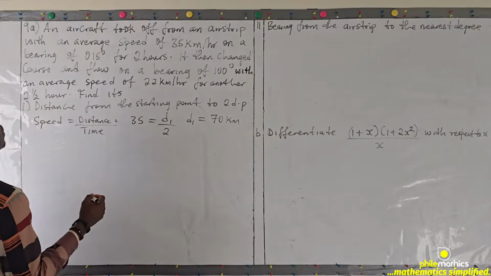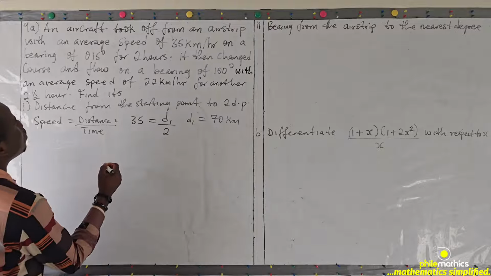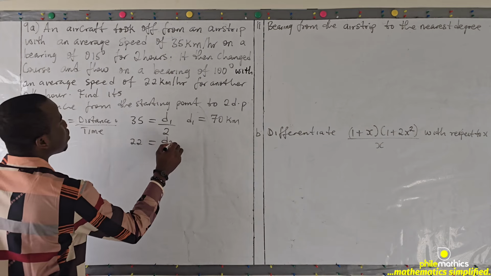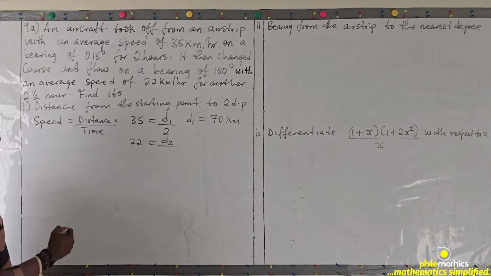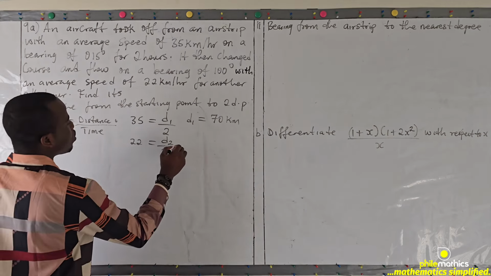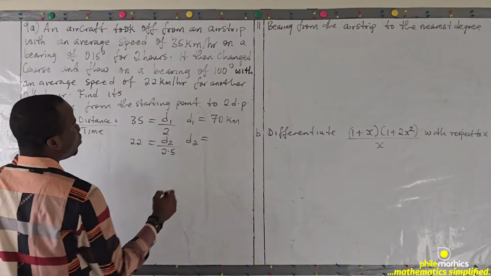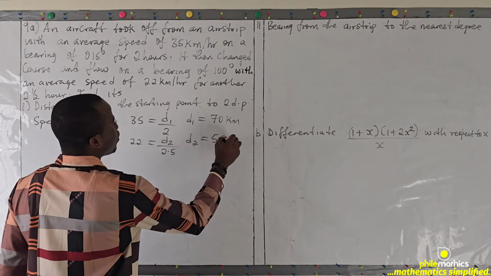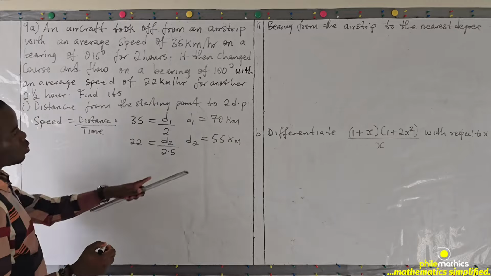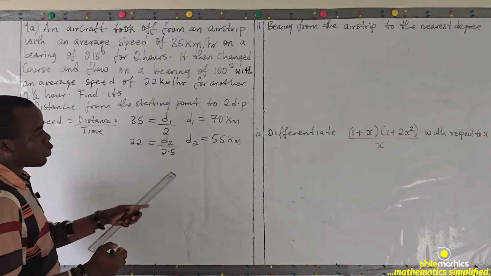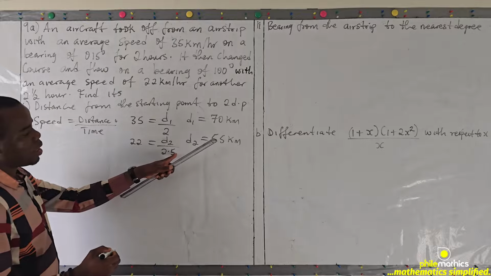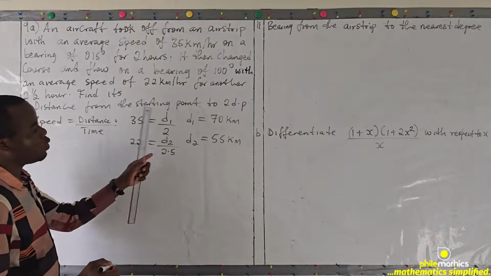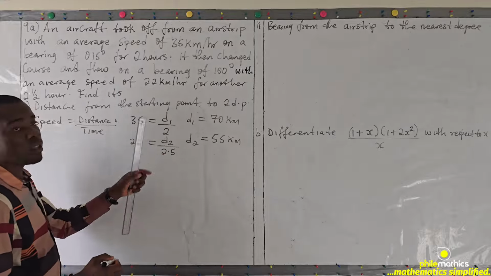And for 22 km per hour, the second distance, this is 2.5. So d2 will be 55 kilometers, because 2 times 22 is 44, and half times 22 is 11. 44 plus 11 is 55.